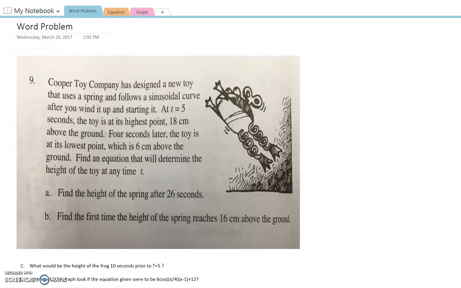A toy company has designed a new toy that uses a spring and follows a sinusoidal curve after you wind it up and start it. At t = 5 seconds, the toy is at its highest point, which is 18 centimeters above the ground. 4 seconds later, the toy is at the lowest point, which is 6 centimeters above the ground. Find an equation that will determine the height of the toy at any time, t.